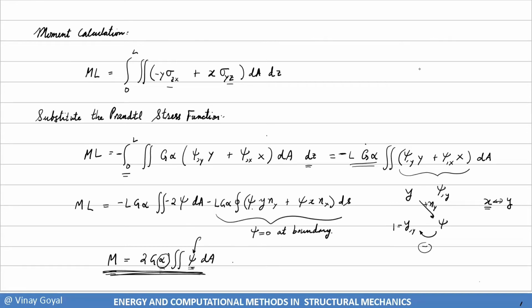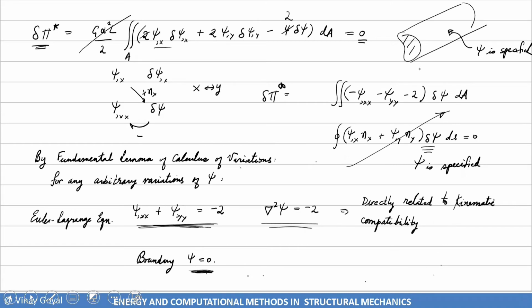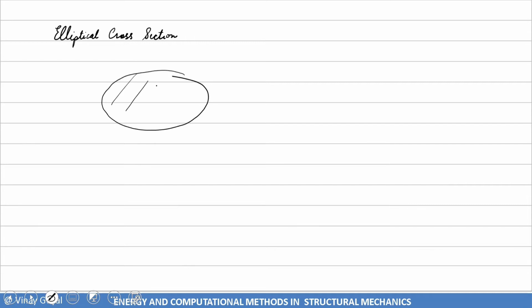Okay, so the question is how you solve for C, right? Well, you have two options. You can solve this exactly because you have the partial differential equation and you have the boundary condition. You can go ahead and do that. Another option is to say, okay, take an elliptical cross section as an example. So say I have an elliptical cross section like that, and that's a tube I want to twist.